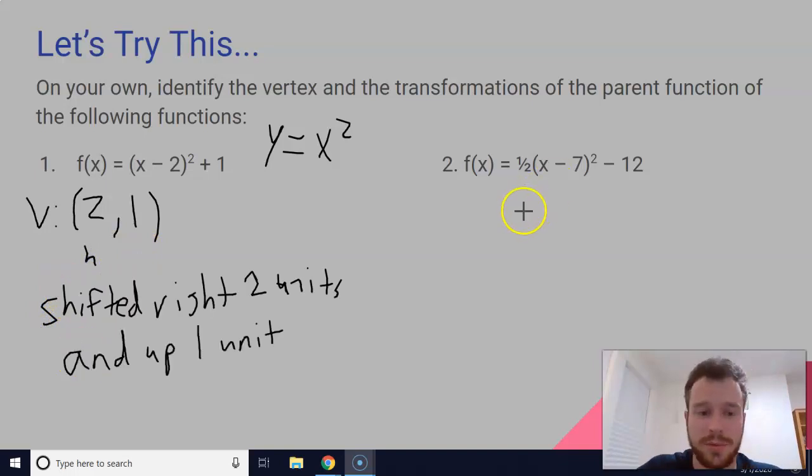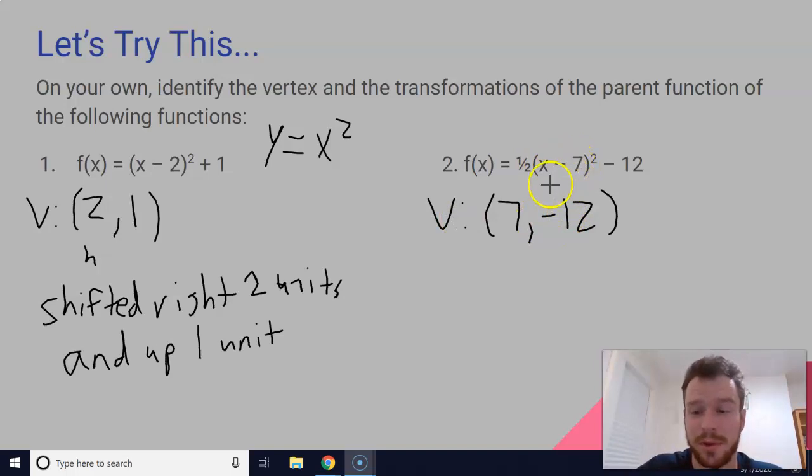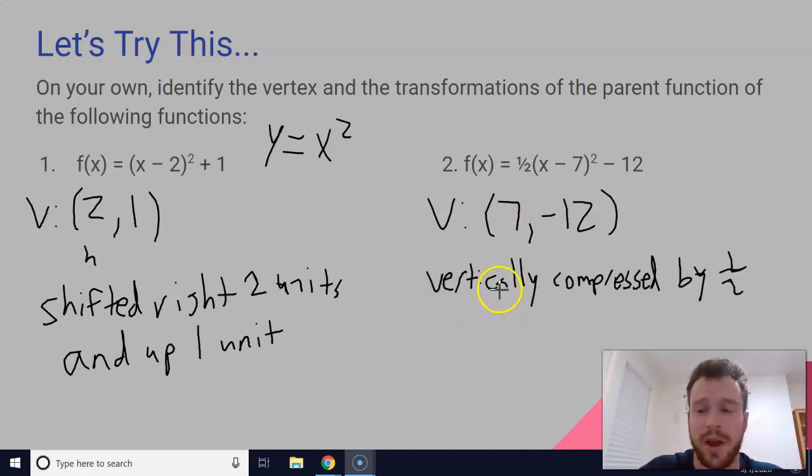Now for number 2, h is positive 7 and k is negative 12. So there's our vertex, (7, -12). Now if it said x plus 7 in parentheses, remember h would be negative 7 because of that form. Now the parent function, we see that a is 1/2, so it has been vertically compressed by 1/2, and that parent function has been shifted to the right 7 units and down 12 units.